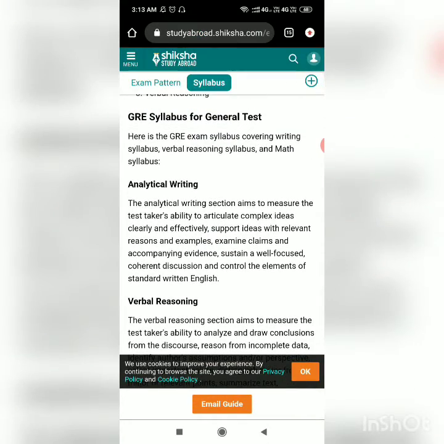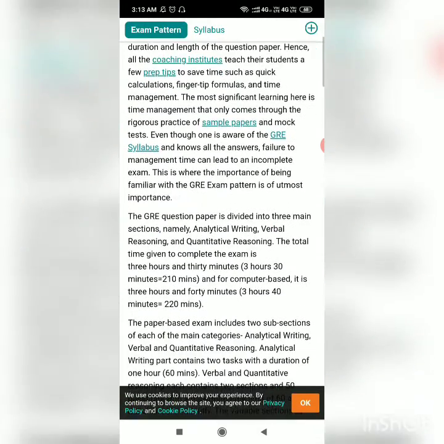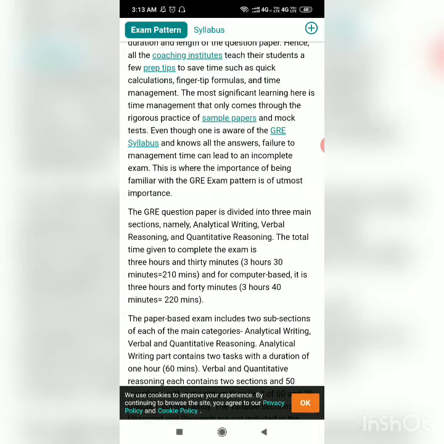That's about the GRE syllabus. Now we go to the exam pattern. The exam is of 3 hours and 30 minutes, you can see, and it is totally computer based. First you will get an analytical writing section. After completing the 1 hour analytical writing section, you will go to the quant or the verbal section. Both will be of 2 sections, and each will be of around 20 marks.